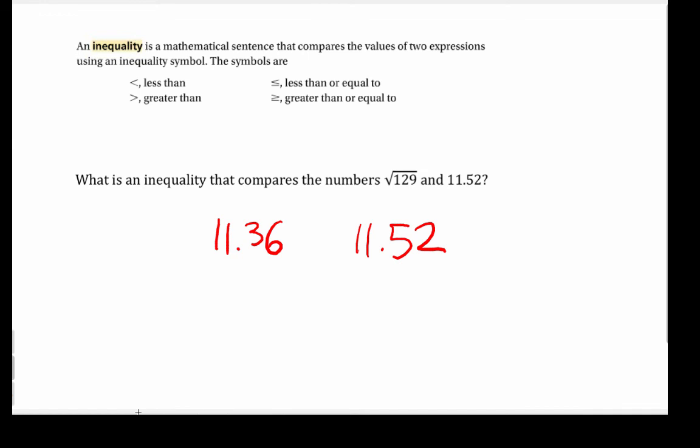When numbers are in the same form, and really decimal form, it's fairly easy to compare them. When they're in this form, 11.52 is clearly larger than 11.36. So this statement says that 11.36 is less than 11.52. That's how it would read. From that we could infer that 11.52 is greater than 11.36, so we could also write this statement. Both are correct.